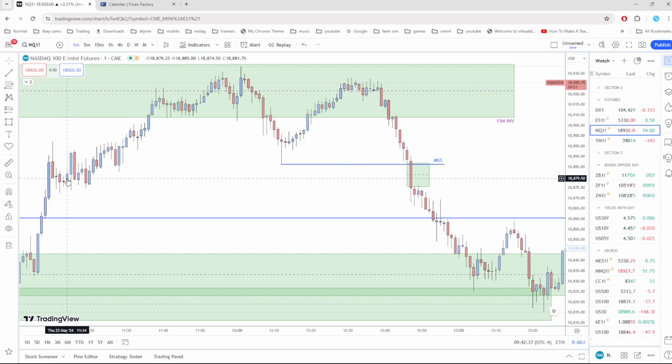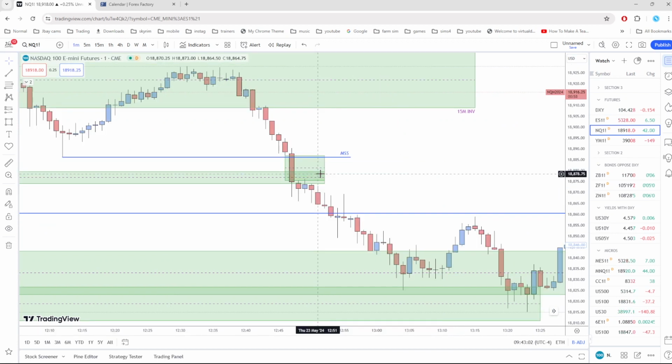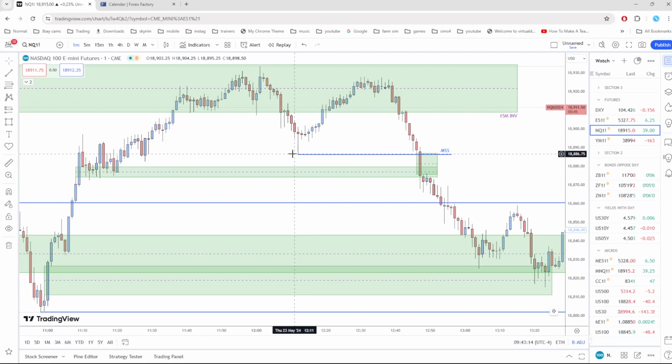For confluence, we could look at that fair value gap over here, which would be an inversion. Look just how neatly that almost misses the 25% of this fair value gap.